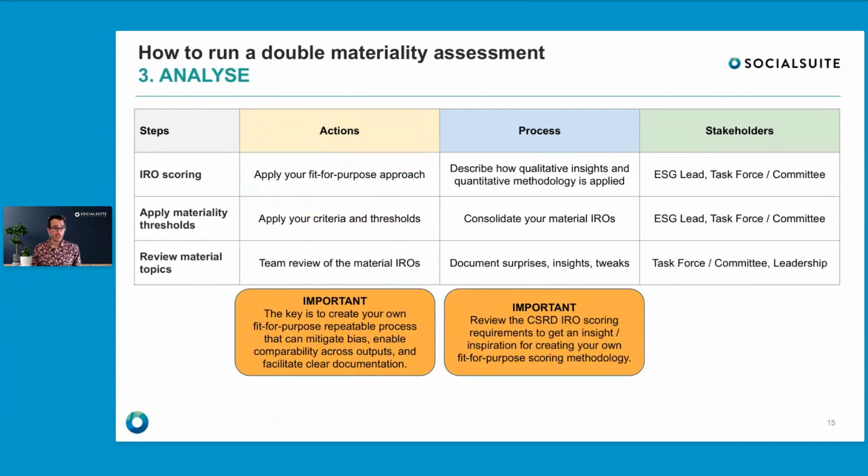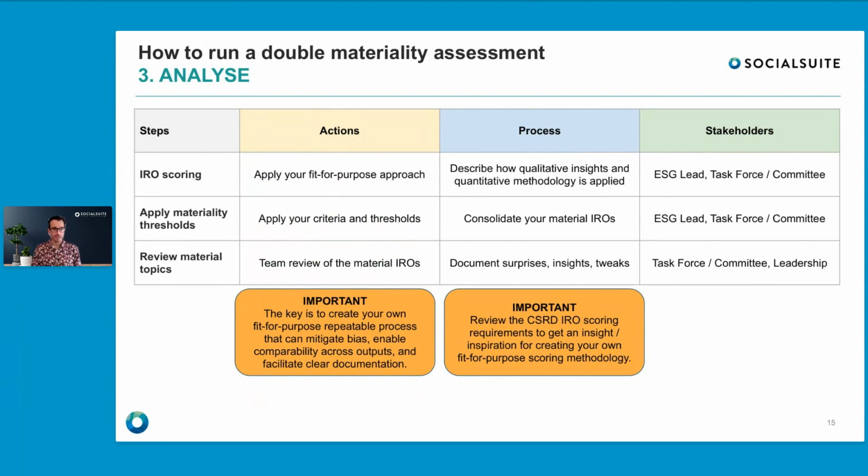Then you do the analysis of that data. So you're going to score those IROs. You're going to look at what has the highest impact there. So the best thing to do is figure out what is a fit for purpose approach here. So how are you going to use more qualitative insights you've learned, maybe from interviews, and maybe you've done surveys and got scores on particular topics, so the quantitative methodology, and describe that. Again, in that process, describe how you're doing that.